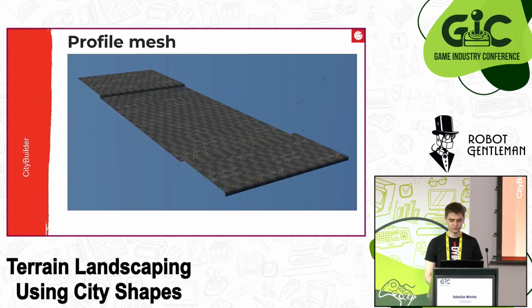Now, the roads are built using these small slices of the road, which are called profile meshes. They are then extended along the edge and tessellated properly in case of curved edges. They are also used quite extensively by the final solution that I'm going to discuss later.